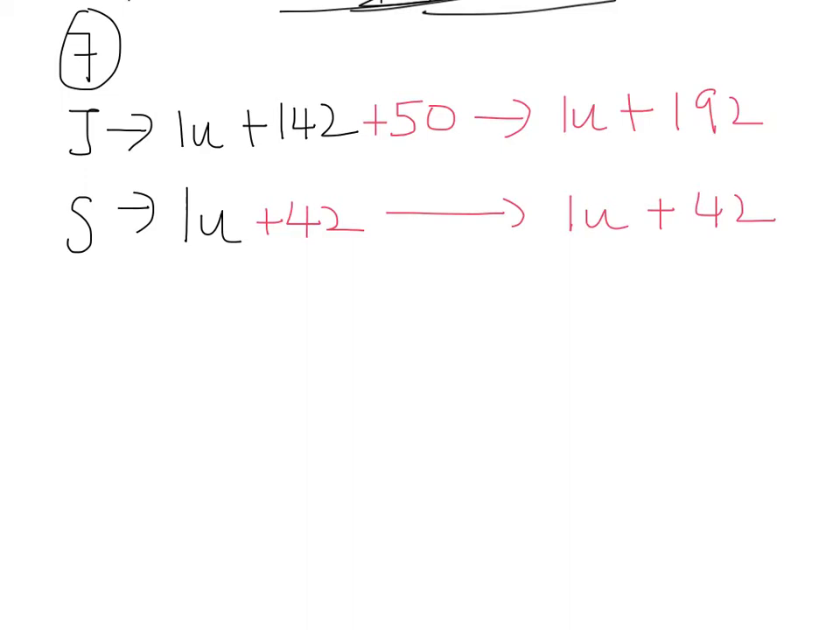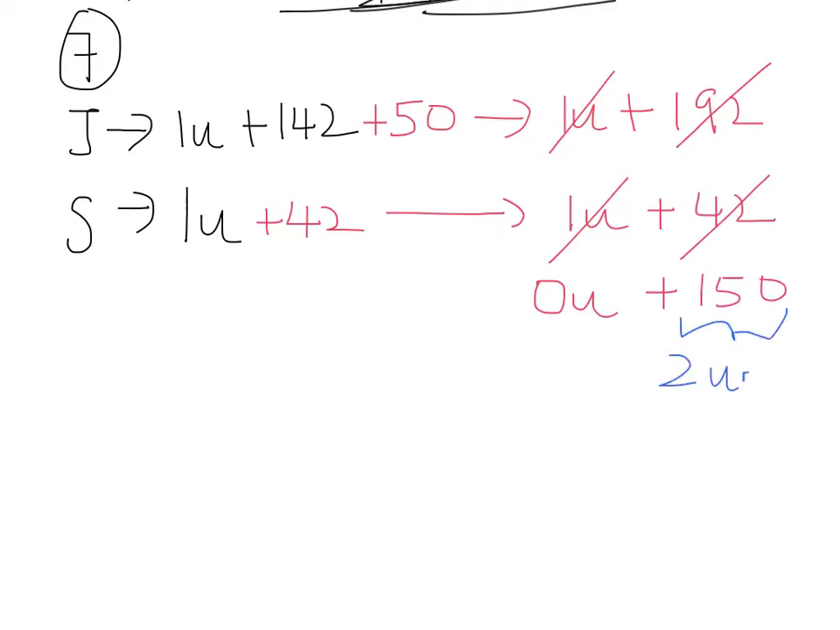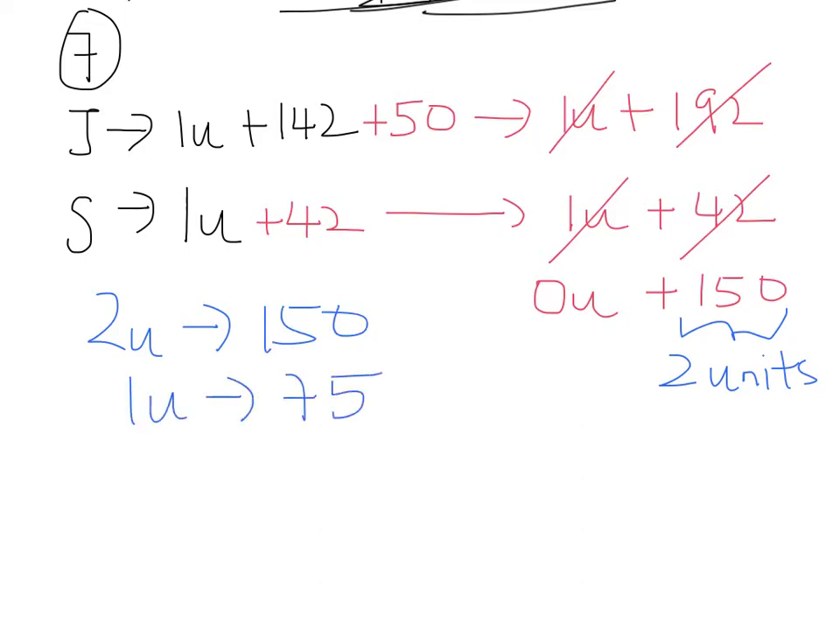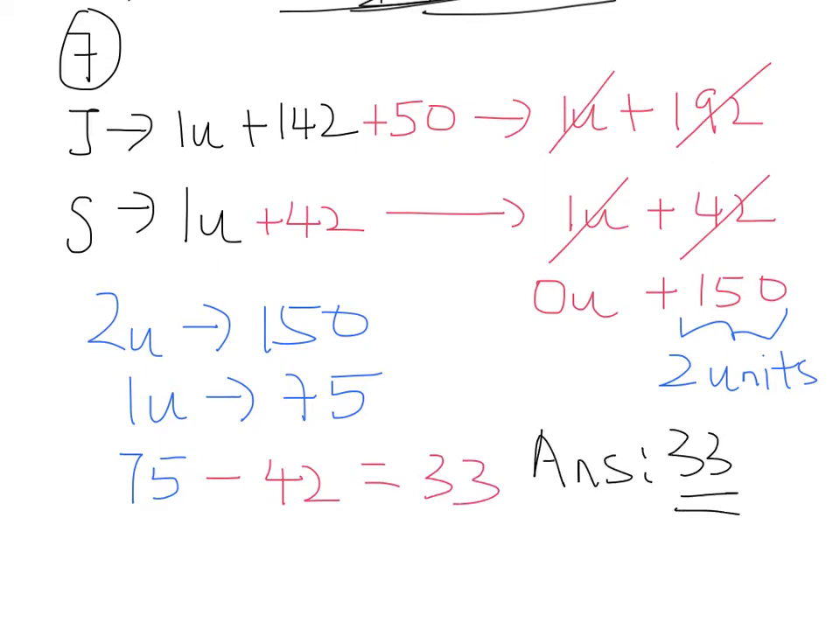Then we were told that Jason had thrice as many stickers as his sister, which means that 1 unit, we take away 1 unit, 0 unit. 192 minus 42 is 150. This is equal to 2 units. So 2 units is 150. 1 unit is 75. How many stickers did the sister have at first? 75. We must take away the 42 that the mother gave her, which means the sister at first has 33 stickers. So our final answer to question 7, 33.